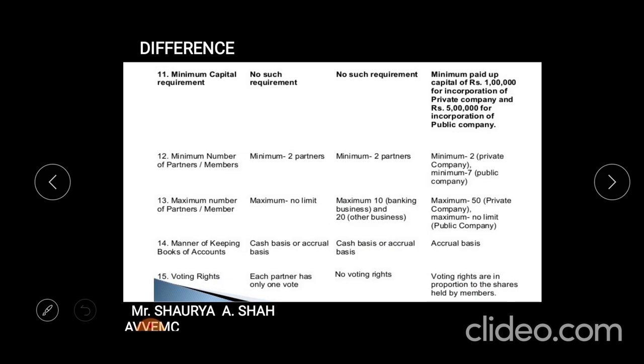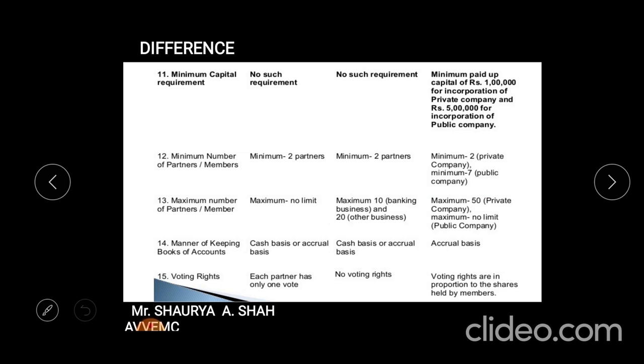Minimum capital requirement. In LLP there is no such requirement. Here also there is no such requirement, but when you are a company, minimum paid up capital of 1 lakh for incorporation of private company and 5 lakh for incorporation of public company. Now Government of India, that is Corporate Affairs Ministry, continuously amends the capital requirement and the rules regarding the company. So this is the basic rules. Now also the government has changed the minimum paid up capital requirement for a company.